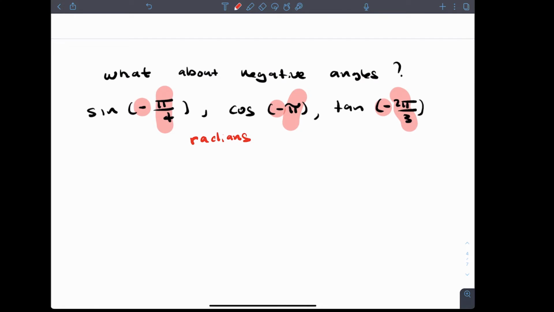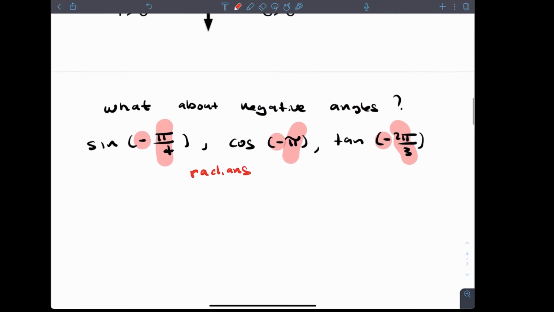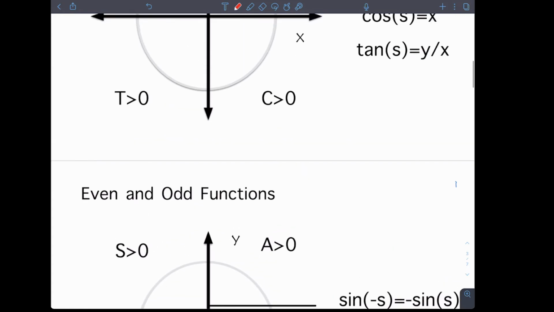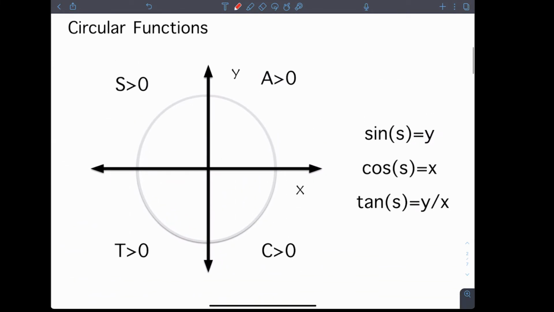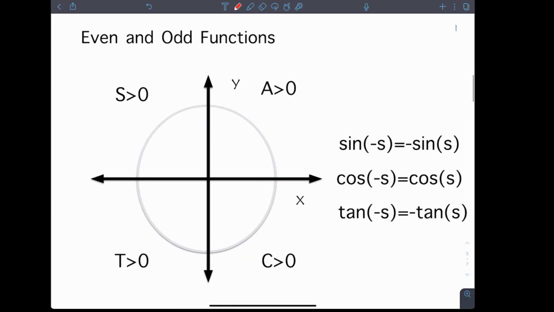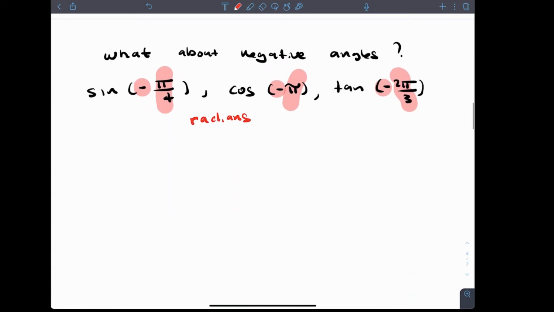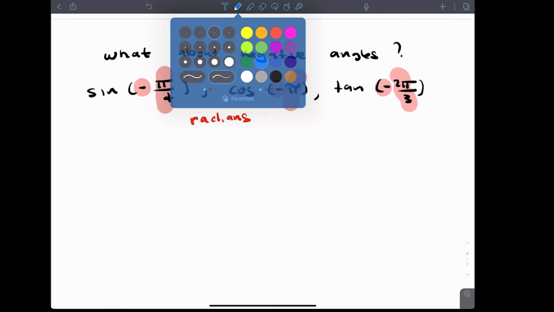So we're going to answer how do you actually answer those kind of questions? Well, I'm going to go back to this idea of circular functions, and we're going to use what's called the even and odd properties. Your book, in 5.2, says we have these things called even and odd properties.